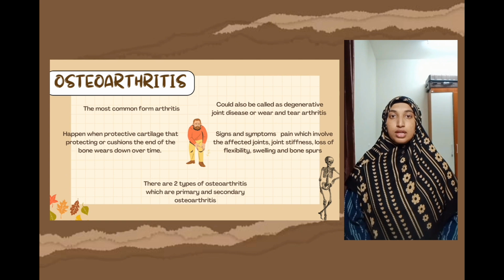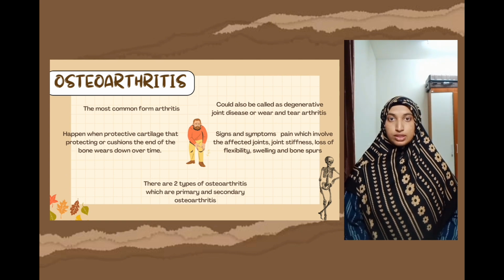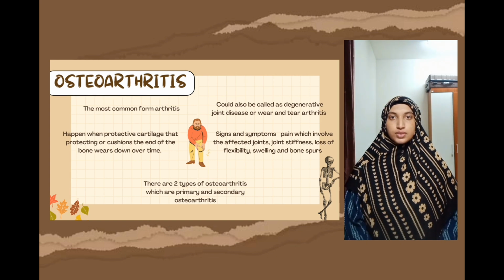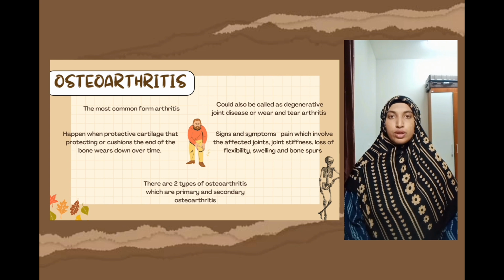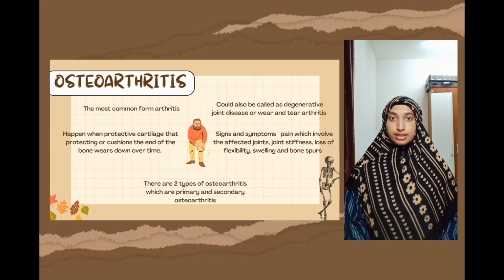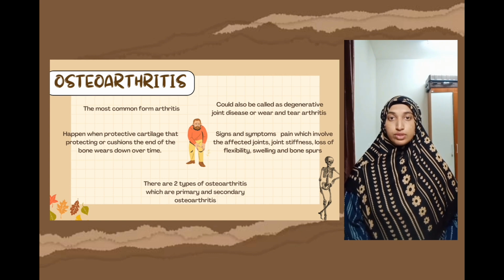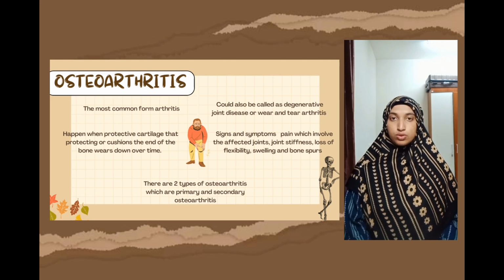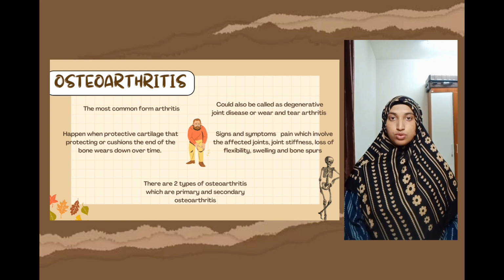Now, for this slide, I would like to explain the definition of osteoarthritis. Osteoarthritis is the most common arthritis, usually occurring in the hands, hips, and knees. It is also called degenerative joint disease or wear and tear arthritis. This disease usually occurs when the protective cartilage, which is located at the end of our bones and functions as a cushion to absorb shock, wears down over time. Usually it is due to age, but sometimes it could also be due to another factor, which is injuries.